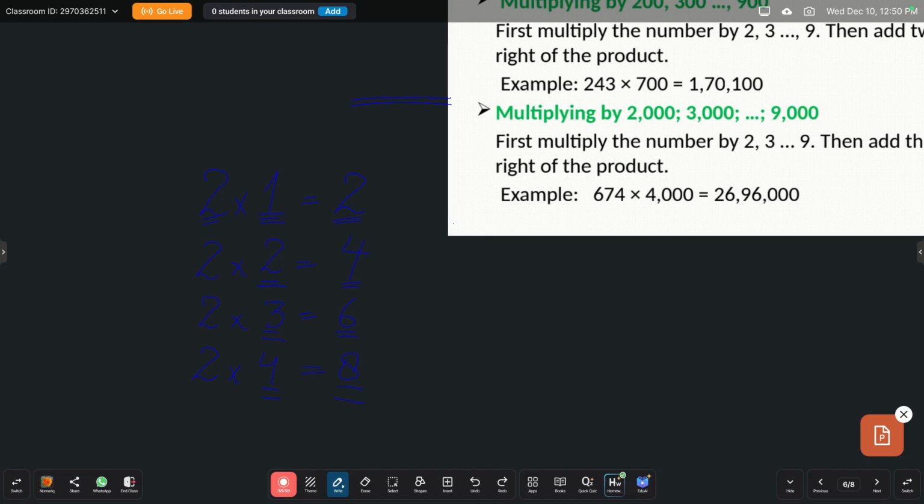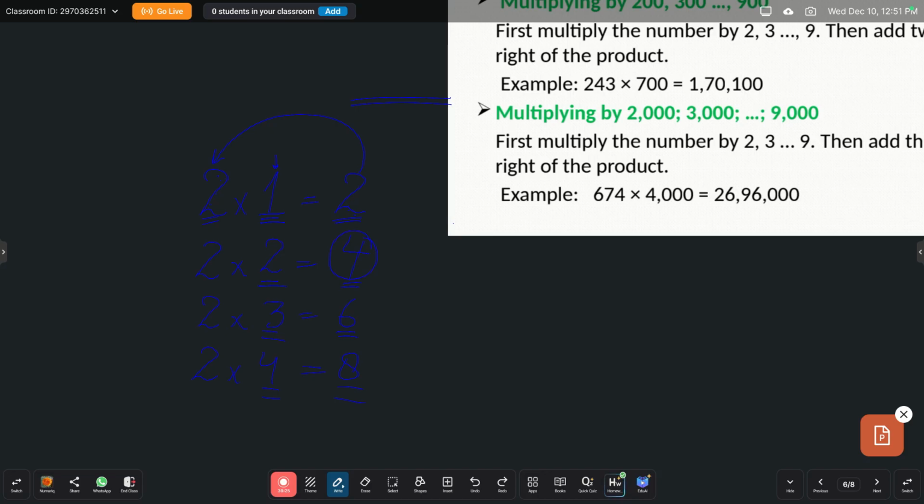Whenever you multiply a number by another number, okay? Here I am multiplying this 2 by 1. The product is the multiple of that number. Is it clear? Here 2 is the multiple of 2. Multiple is actually the product. Multiple is the product of a number when we multiply that number by another number.